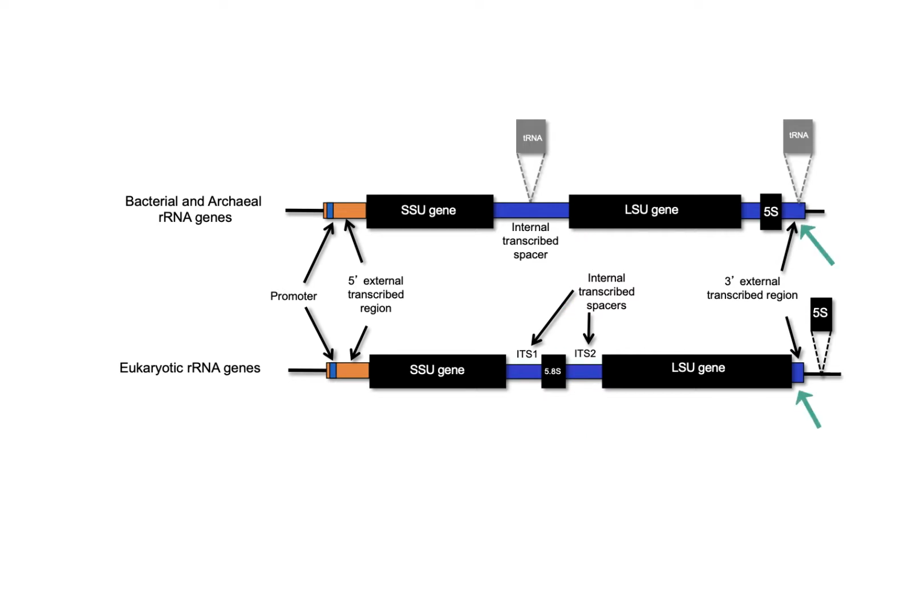Then they both have a spacer at the end, and bacteria and archaea also have their 5S ribosomal RNAs in that place. And sometimes they have tRNAs located in that final spacer also, that external transcribed region.